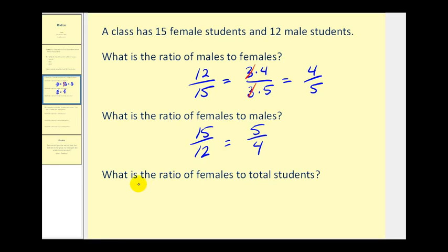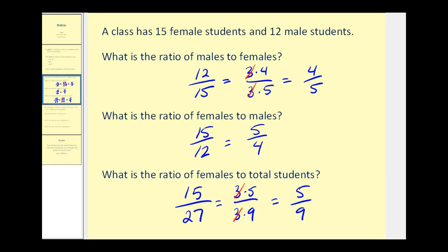And then lastly, if we want the ratio of females to the total number of students, well, there are 15 female students. The total number of students would be 15 plus 12, or 27. So the ratio would be 15 to 27. And again, this can be simplified. 15 would be 3 times 5. 27 is 3 times 9, so they have a common factor of 3. So the ratio of female students to total students would be 5 to 9.